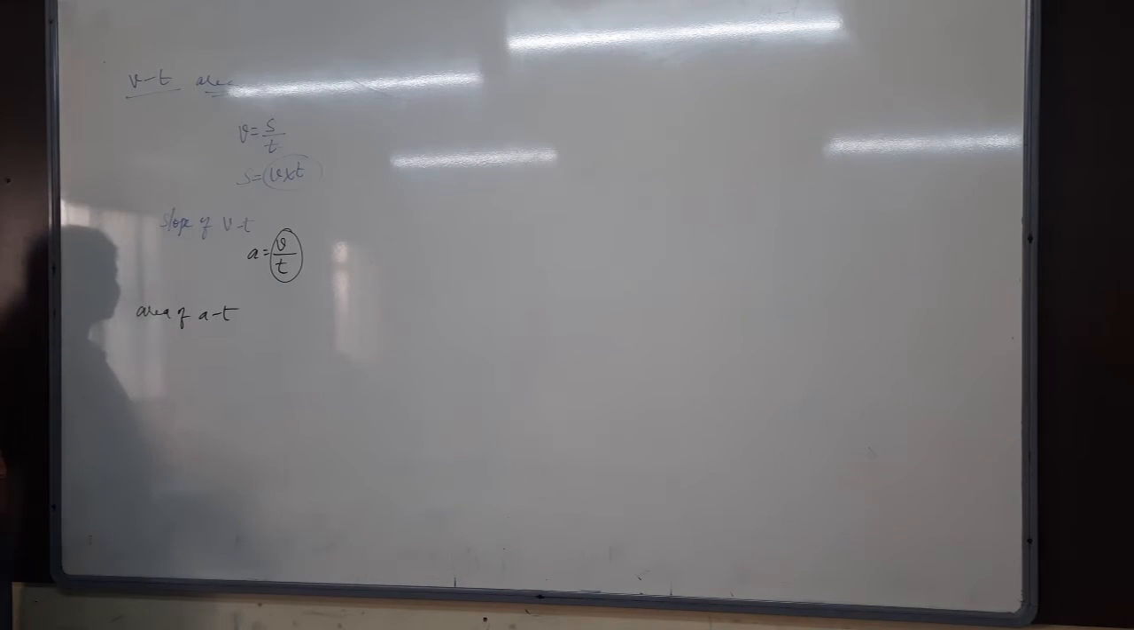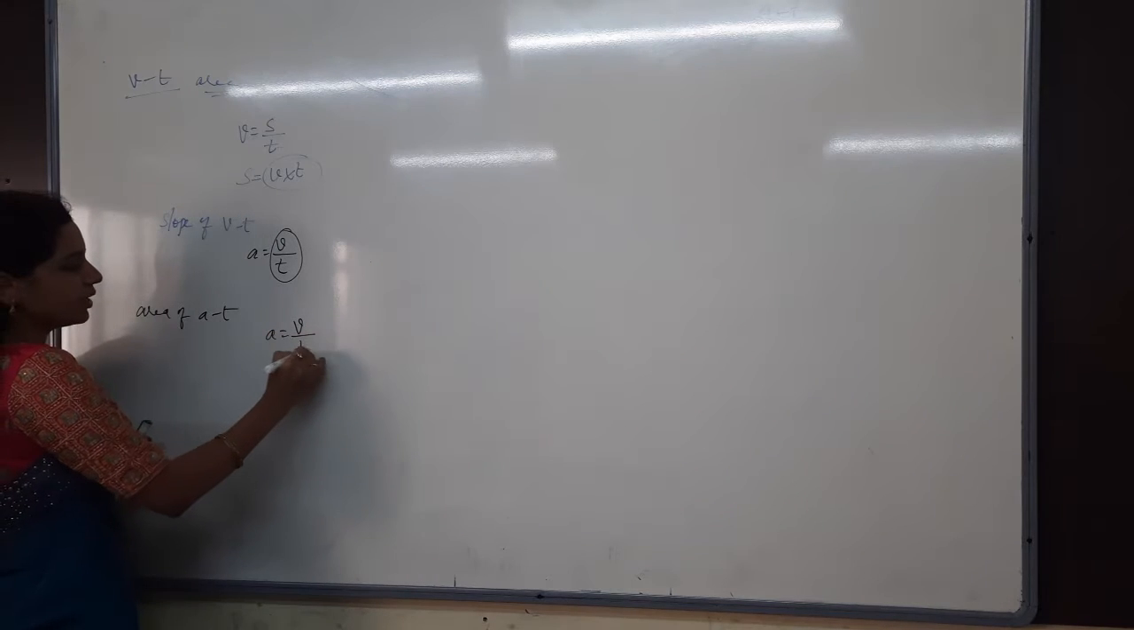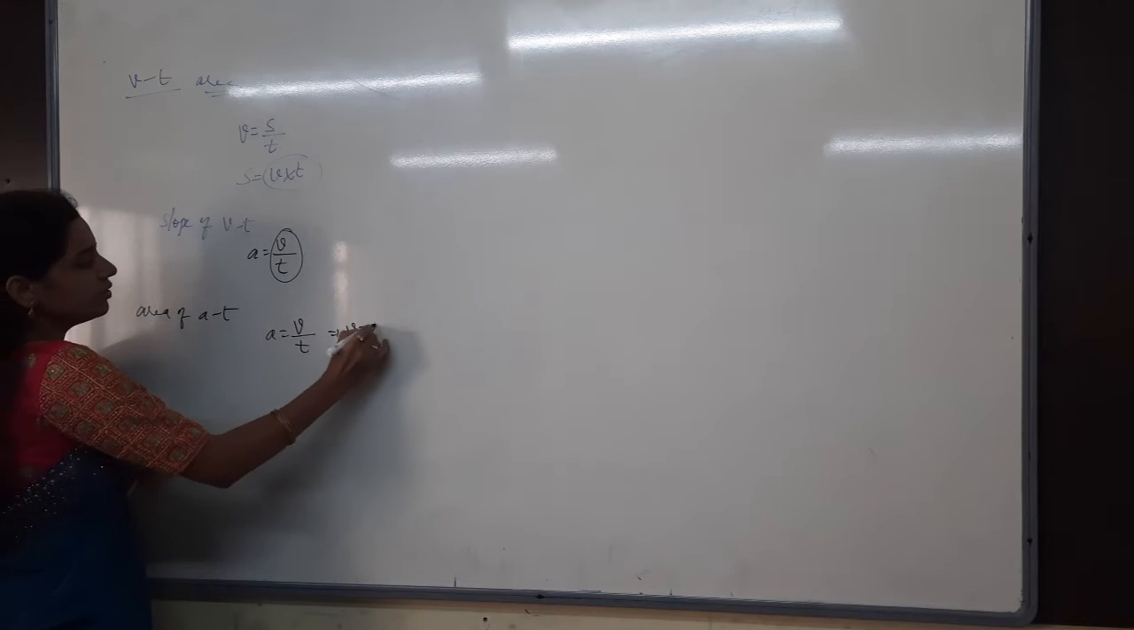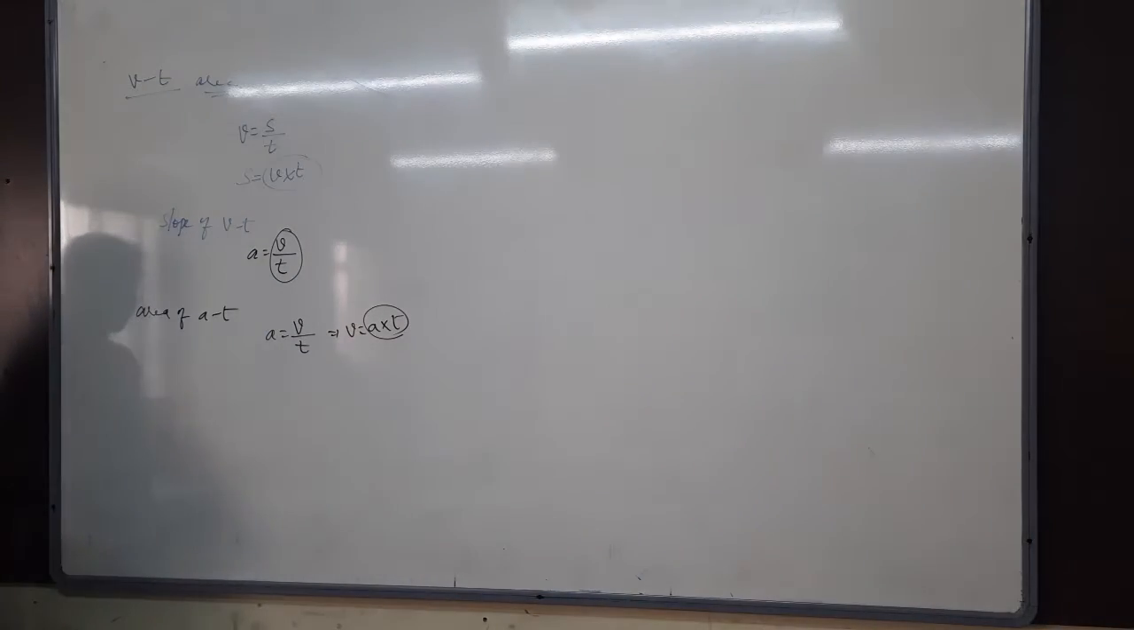Area of the AT graph gives velocity. A is equal to, what is the formula, V by T. Then V is equal to A into T. Multiplication means again I have to calculate the area.